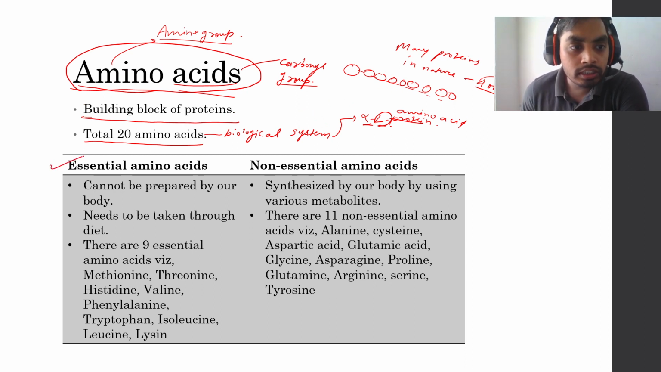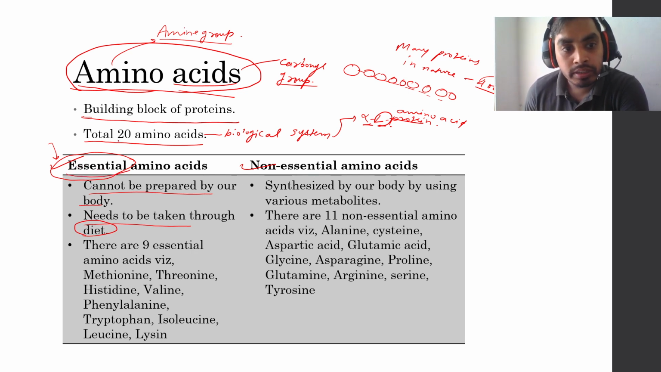Amino acids are classified into two categories, essential amino acids and non-essential amino acids. Anything essential to us means we cannot prepare it. Same is the case with amino acids. They are essential because our body cannot prepare them. We need to take them through our diet, whatever proteins or protein supplements provide us. Essential amino acids only come through our diet; they cannot be prepared in our body.